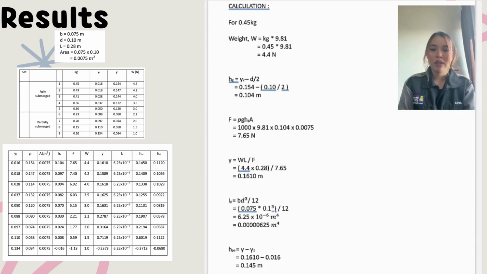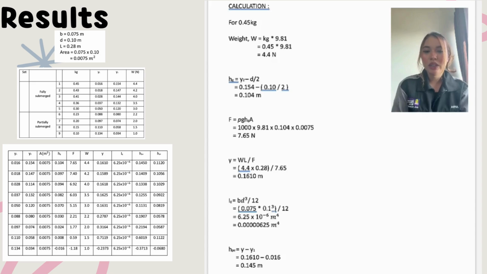Next, we calculate the force on the vertical rectangular face of the toroid, which is F equals rho g Hg A equals 1000 times 9.81 times 0.104 times 0.0075 equals 7.65 Newton. Next, the experimental location of the center of pressure from the pivot can be determined by taking moments about the pivot, where F is the hydrostatic thrust on the vertical rectangular face times Y, which is the depth from the pivot to the center of pressure, equals W, the weight recorded on the load hanger, times L, the length measured from the pivot to the load hanger. Then we rearrange the equation to become Y equals WL divided by F. It equals 4.4 times 0.28 divided by 7.65, and we get the answer 0.1610 meter.